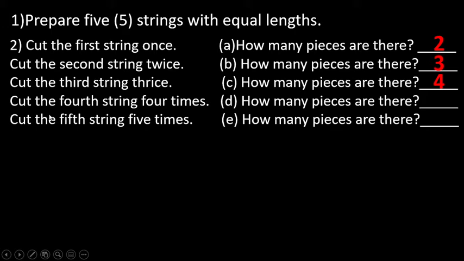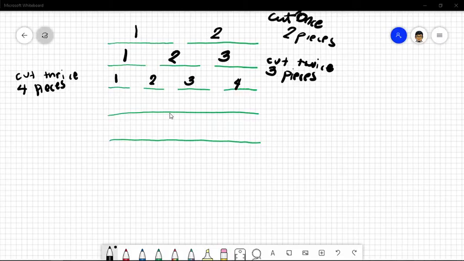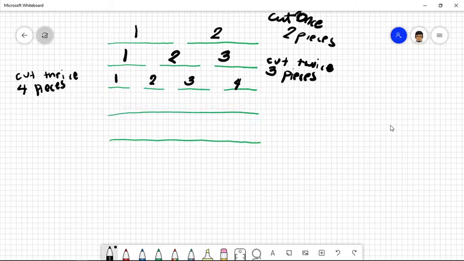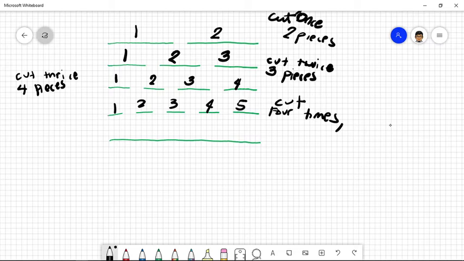Next, you have to cut. Let's continue the process. Cut the fourth string 4 times, and how many pieces are there? Yung pang-apat naman daw. Cut natin siya ng 4 times. Let's cut it 4 times. 1, 2, 3, 4 times. This is cut 4 times. Cut 4 times, and then ilang pieces na siya? 1, 2, 3, 4, 5. So, meron na siyang 5 pieces.